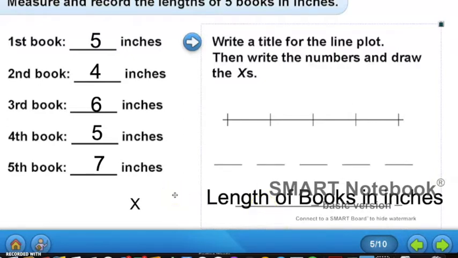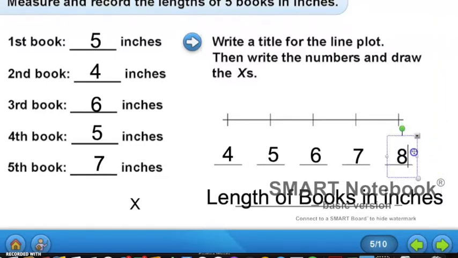So now I'm going to write the numbers and draw the X's on my line plot to organize my data. When you're doing a line plot, you always want to find the smallest number first. In this case, if you look at my data, the smallest book I found was 4 inches long. So I'm going to start my line plot with 4 inches, and then I'm going to add the rest of the numbers. So 4, 5, 6, 7, and 8. All right, so now I have my line plot set up.